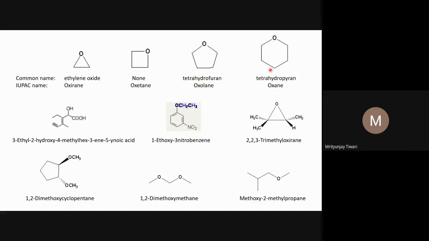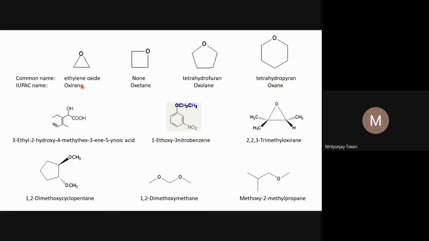And this is oxane. If there is a double bond, the compound is called pyran. In pyran there is one double bond and another double bond, and then O. When both the double bonds are saturated by hydrogen atoms, we require four hydrogen atoms. So the common name is tetrahydropyran. This is AN, not ON, and the IUPAC name is oxane.